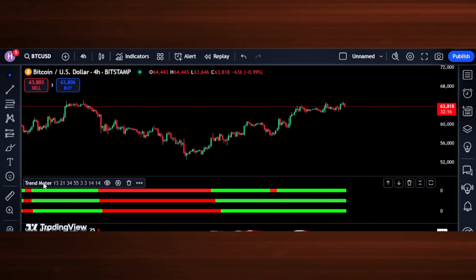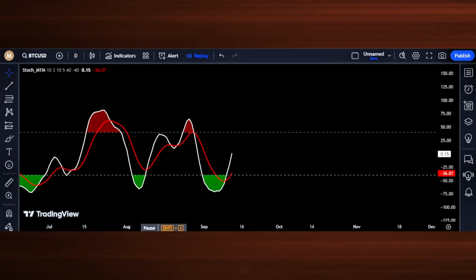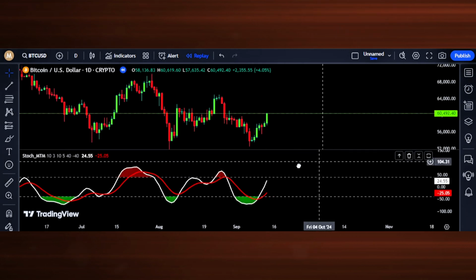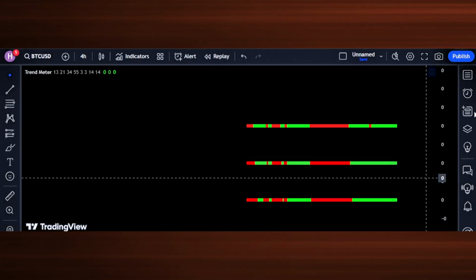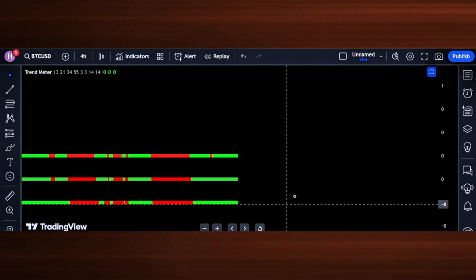So let's go over a trade example. First, we go on the 4 hour time frame. Next, we wait for the trend meter to have all lines green. So we're good here. Next, we wait for the second indicator to go below the blue line like this. Then we wait for the white line to cross and go above the red line. Once this happens, check your trend meter and make sure it's still all green. We're good, so we can enter the trade.